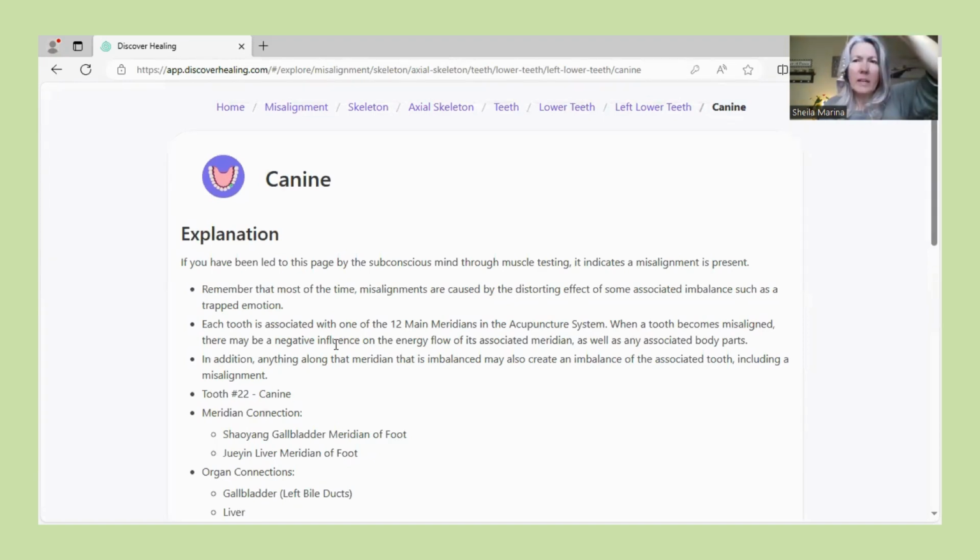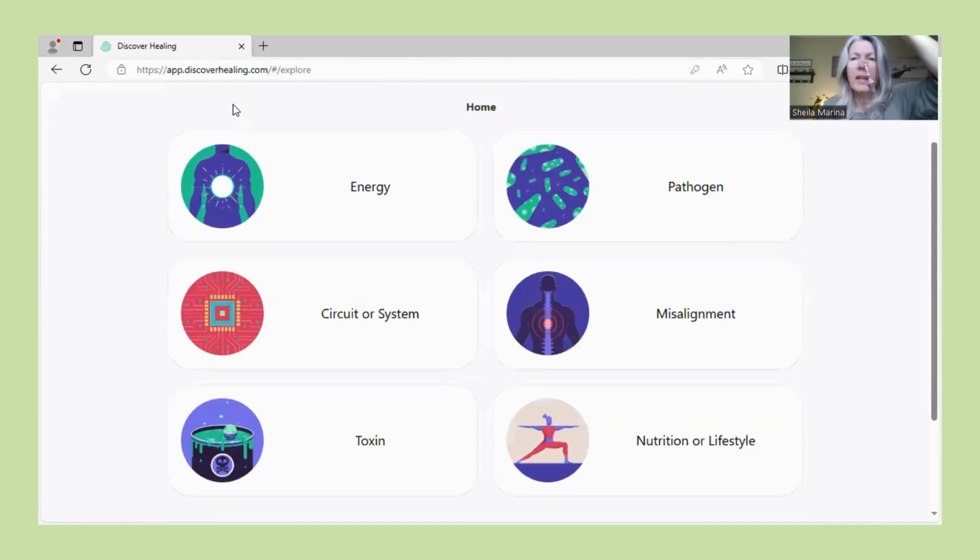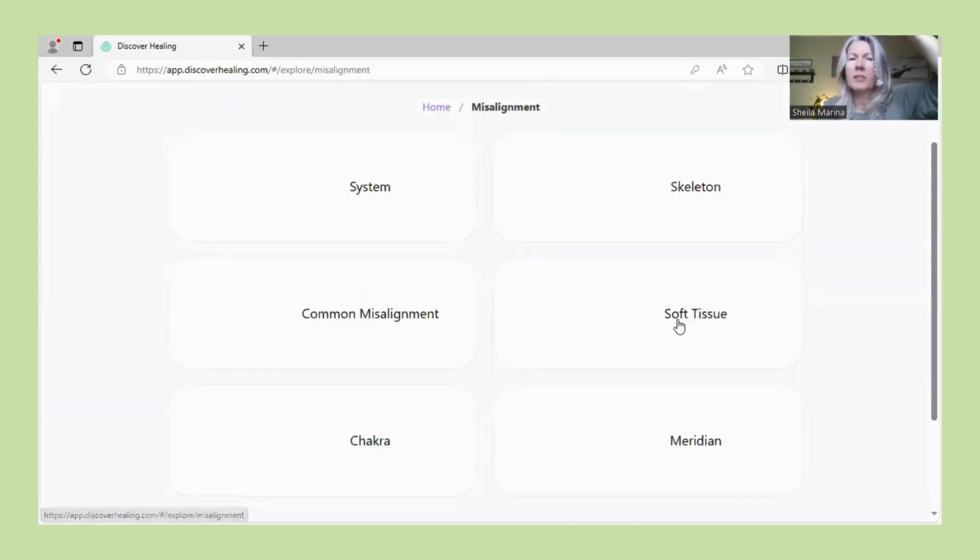And has this canine tooth been reset? Yes. And is there anything else we can learn in the body code today for Gus? Yes. And for Gus, is this on the left side of the chart? No. On the right side of the chart, is it in the pathogen section? No. Is it in the misalignment section? Yes, it's in the misalignment section.